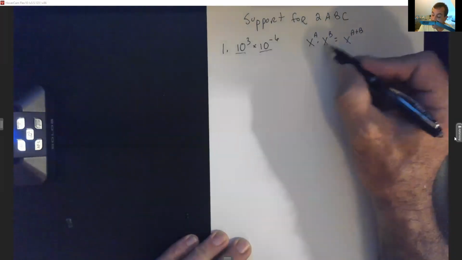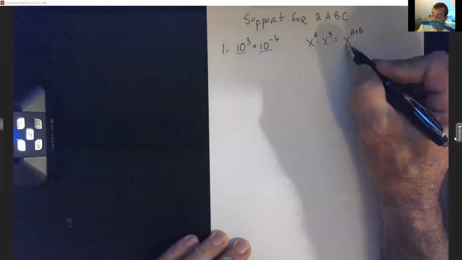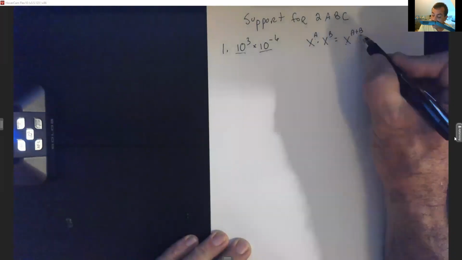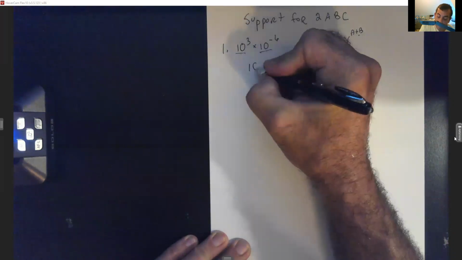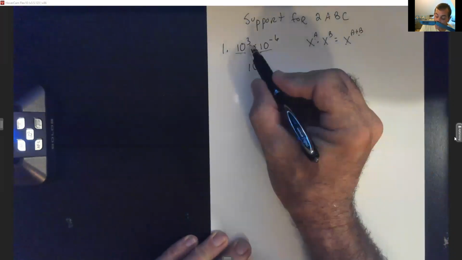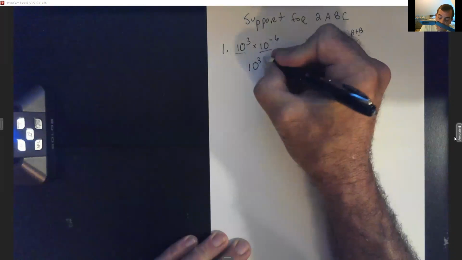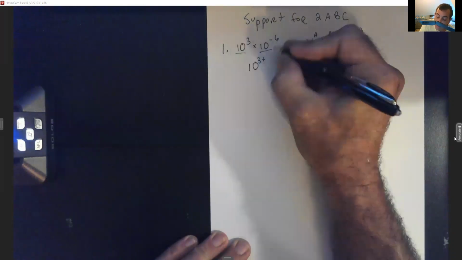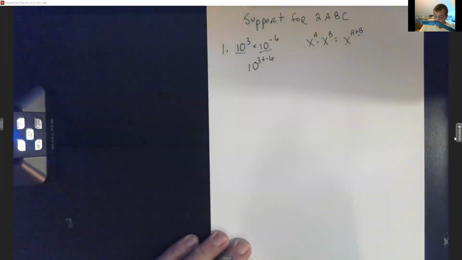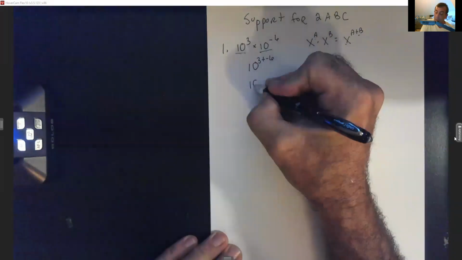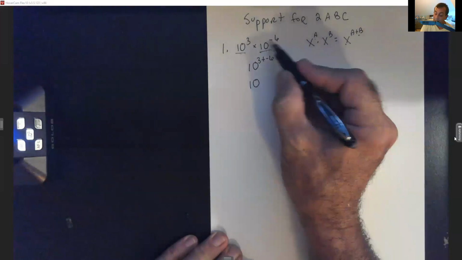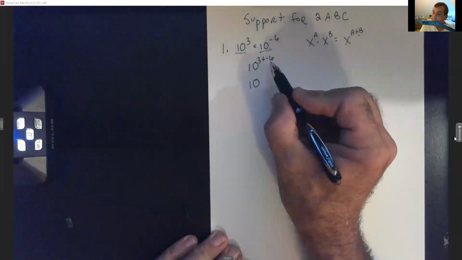So the bases match, you bring that base over, and then you do A plus B to get the final answer. So these bases match, so I would write my 10, and then I would take that 3 plus that negative 6. So now 10 comes down because that's still my base and that's still what's being hit with those exponents. So now you got 3 plus negative 6.